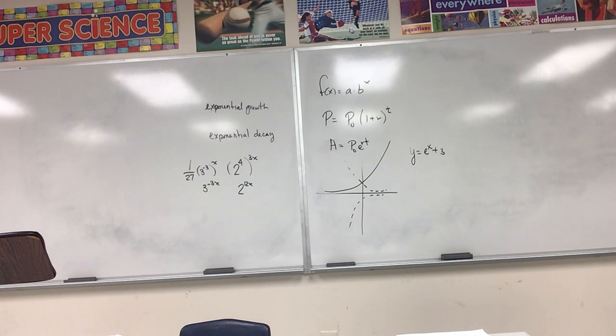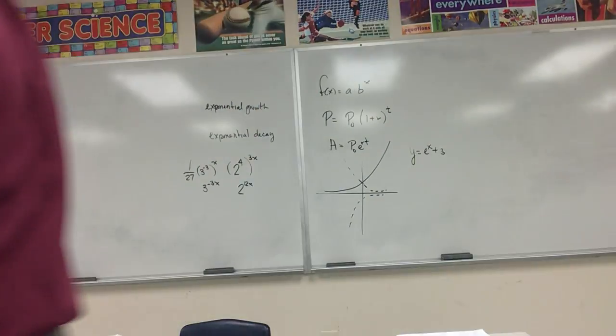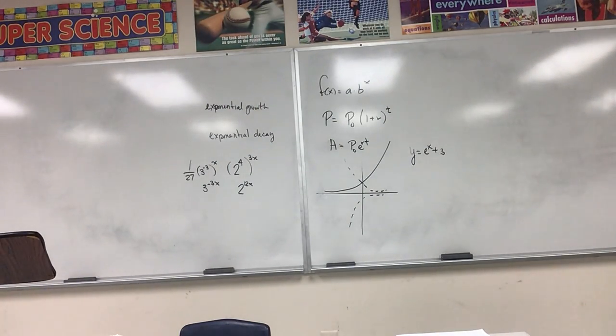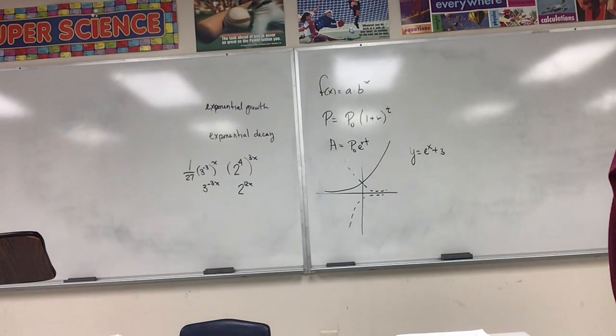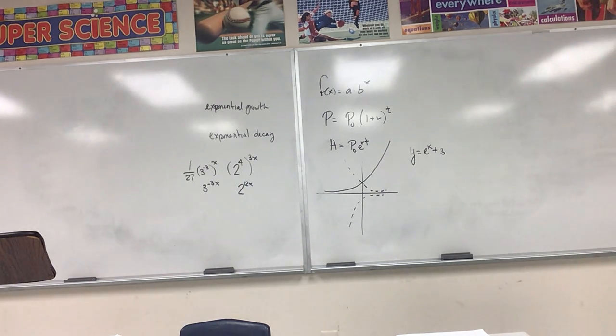Good, you got it, Caleb? Is that a different one? No, you don't have the right graph. Go to your y equals again. Did I put in the wrong one? Yes. Should be e to the x minus 4. Okay.